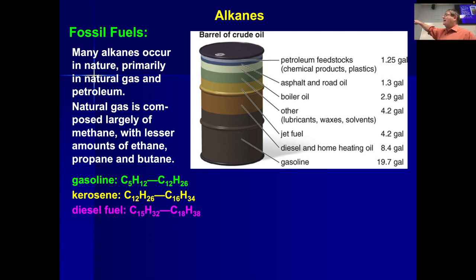Just to let you know, gasoline typically is what we call 5 carbon to 12 carbon hydrocarbons. Okay? Gasoline is not a pure compound. It is a mixture of all kinds of stuff. You have winter gasoline and you have summer gasoline. They make them differently, believe it or not. Kerosene usually has anywhere from 12 carbons to 16 carbons. And diesel fuel has anywhere from 15 carbons to 18 carbons, okay?